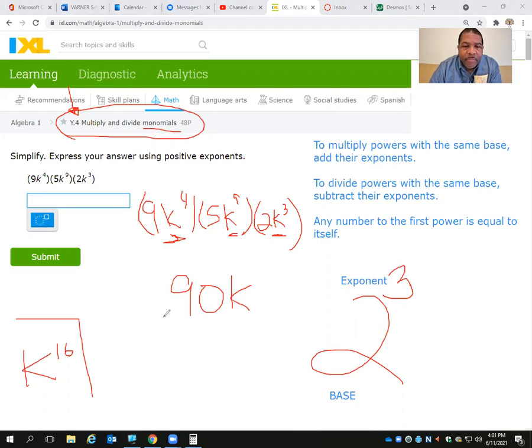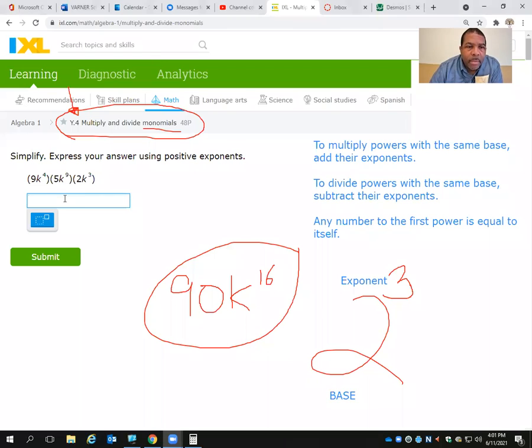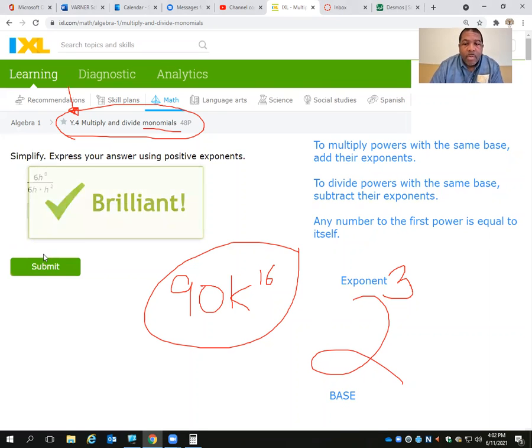And taking from the parking lot, that goes right here, K12. Oh, K16. K16. And now let's see if I'm correct. All right. 90K exponent 16. Let's see. Brilliant.